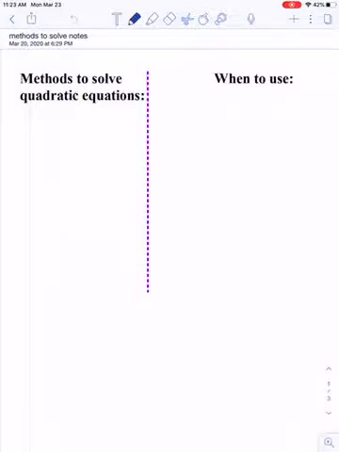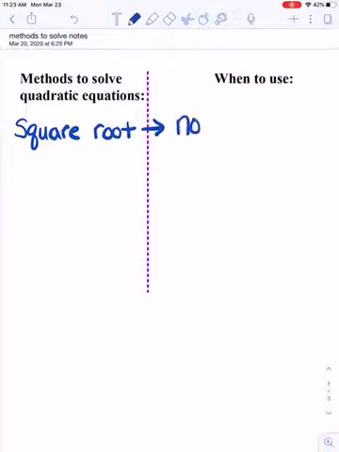So the first method we talked about in terms of solving was the square root method. And basically with this method, you can only use it when there is no b value. If there's no b value, I would definitely use the square root method because it's pretty slick. You just have to isolate your variable, right? Take square roots of each side to solve for that variable.